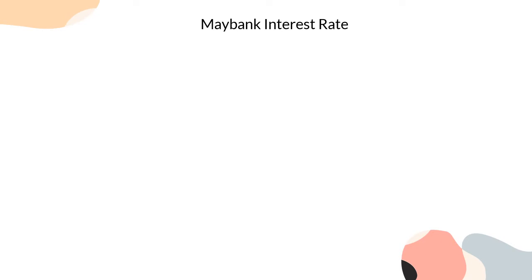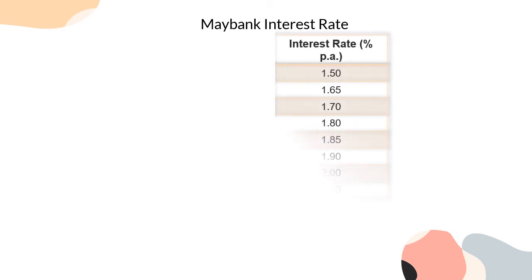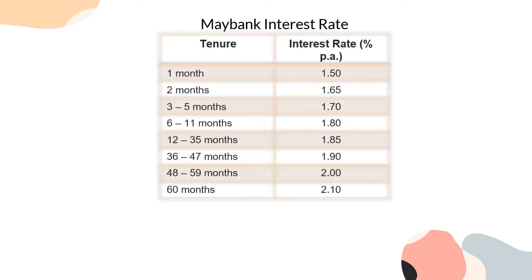Now, I will discuss the Maybank fixed deposit interest rate. It can be seen from the table that the longer the time the customer deposits, the higher the interest rate will be. The longest tenor is 60 months and its interest rate is 2.1%. The minimum amount to qualify for this interest rate is 1,000 ringgit to 5,000 ringgit. If the customer only places for 1 month, it requires 5,000 ringgit, but for 2 months and above, it only requires 1,000 ringgit.